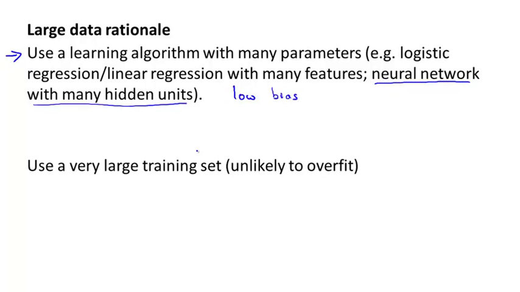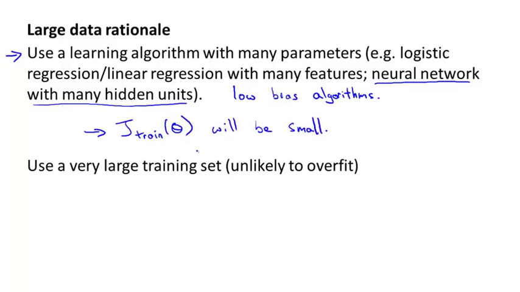We're going to think of these as low bias algorithms because they can fit very complex functions. And because we have a very powerful learning algorithm that can fit very complex functions, chances are if we run these algorithms on a data set, it will be able to fit the training set well, and so hopefully the training error will be small.